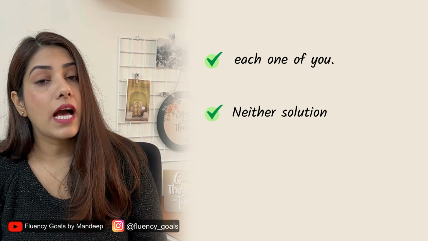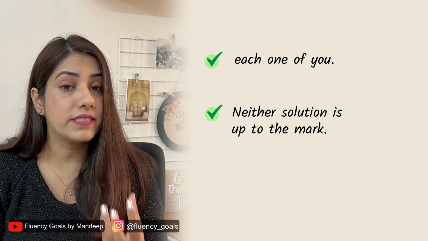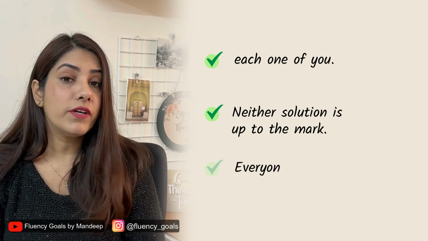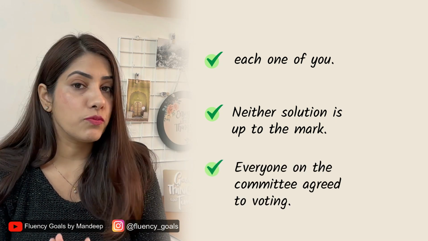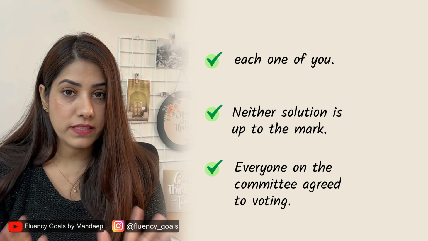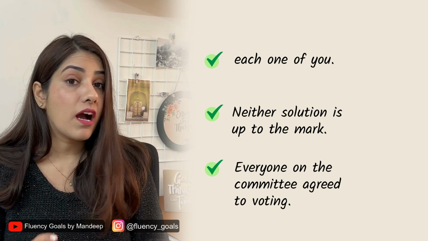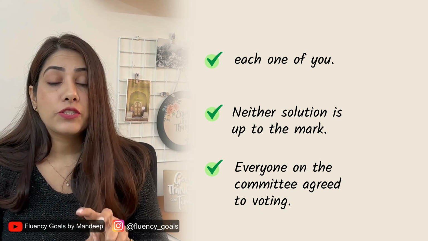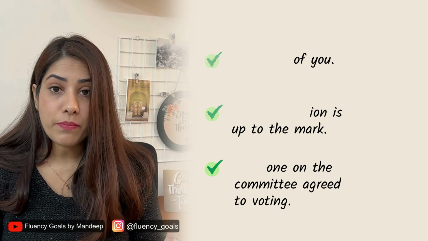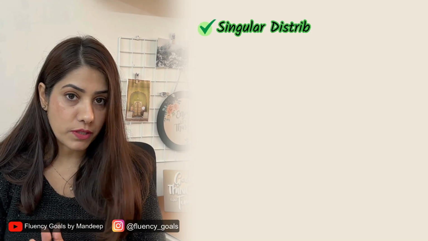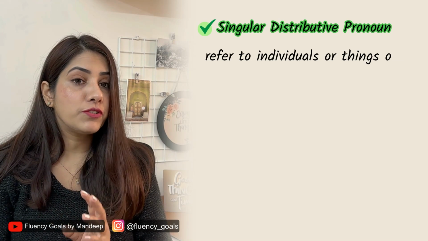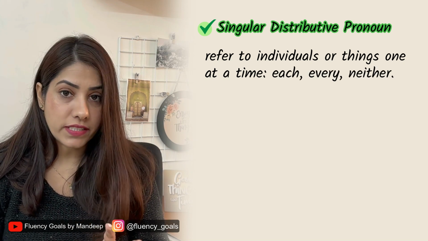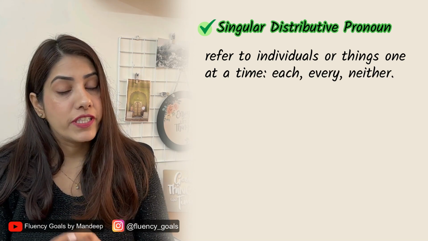Neither solution is up to the mark. So neither here is a distributive pronoun. Everyone on the committee agreed to voting. Now there are many members in the committee, but how does everyone become a distributive pronoun here? Here everyone talks about each person separately. Now distributive pronouns are of two types: singular distributive pronouns and plural distributive pronouns. Singular distributive pronouns refer to individuals or things one at a time, like each, every, neither.